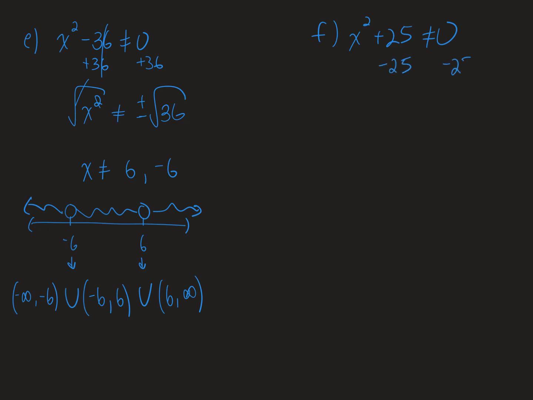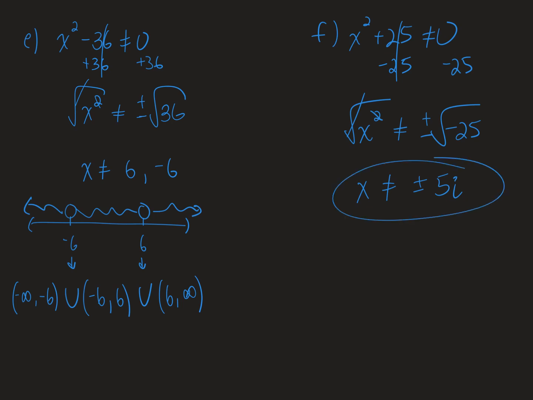We're going to use the square root property. So x squared cannot equal -25. Take the square root of both sides. Don't forget your plus or minus in front of the number. That leaves you with x cannot equal plus or minus 5i. And what this is telling you is that x cannot equal an imaginary value.